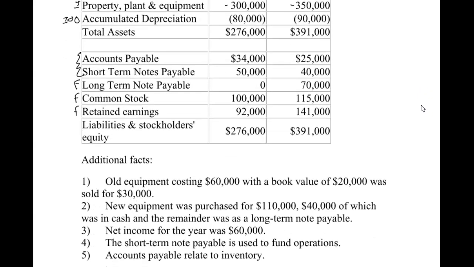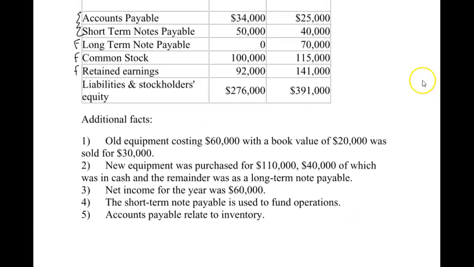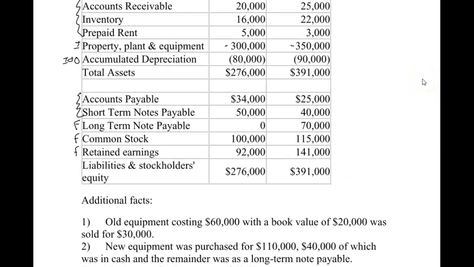All right, so additional facts. Old equipment costing $60,000 with a book value of $20 was sold for $30. Typically anytime I see something like this, I try to just write out the journal entry, figure out what's going on. Once again, if you go back up here, this account went up by 50, but we're saying we sold some, so we have to figure all that out. We sold some, which means we also bought more than 50,000 worth to make that account reconcile.